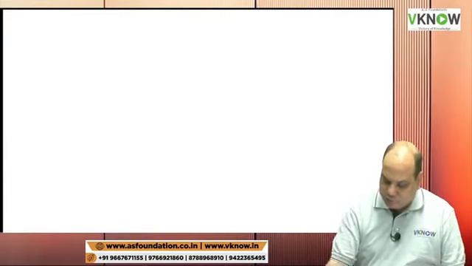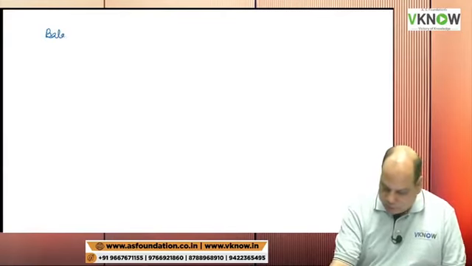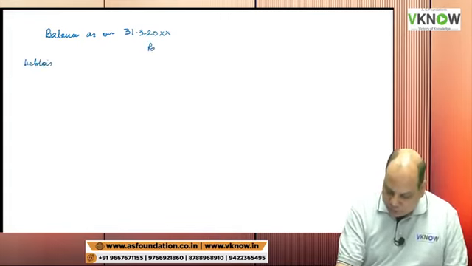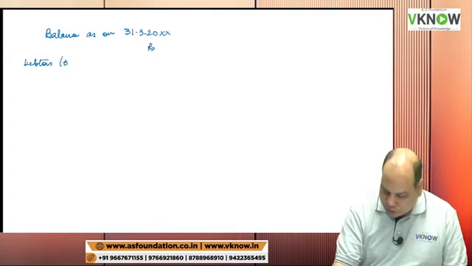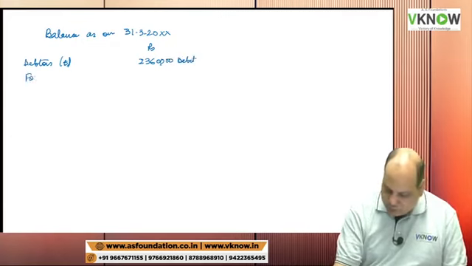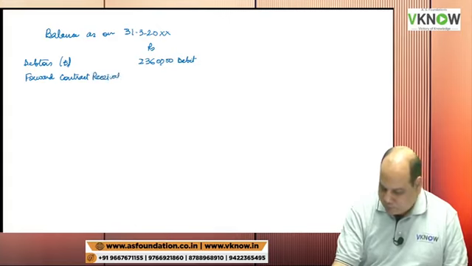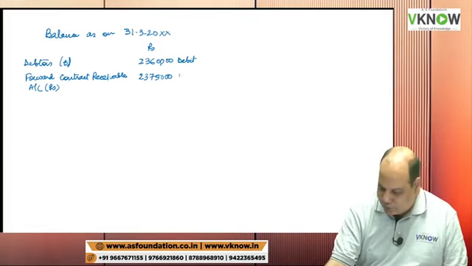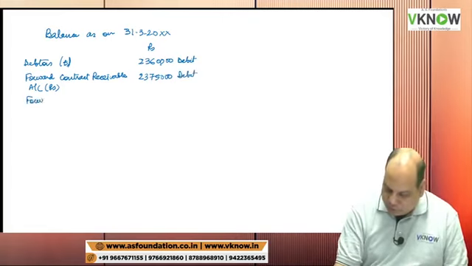So I will just write it for you. Balances as on 31st March, year is not given, so just write 20XX. We have four items in my question. Debtors. Debtors are dollar denominated debtors. The balance is 23,60,000 debit. Then I have a forward contract receivable account in rupees. The balance is 23 lakh 75,000 debit.